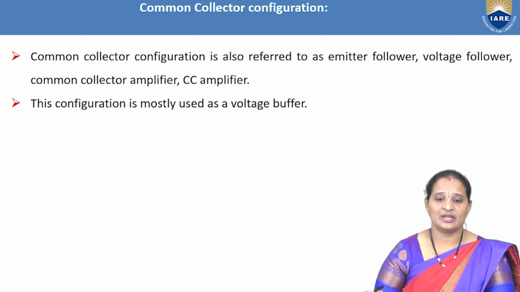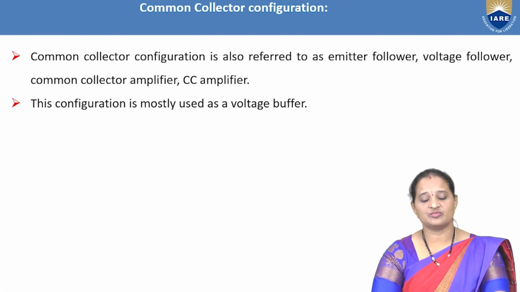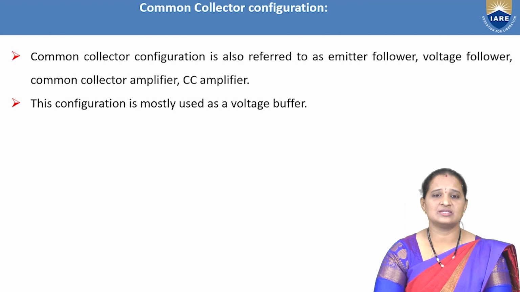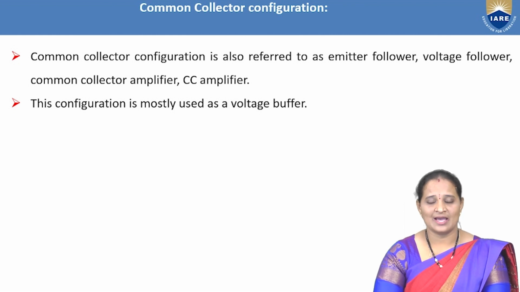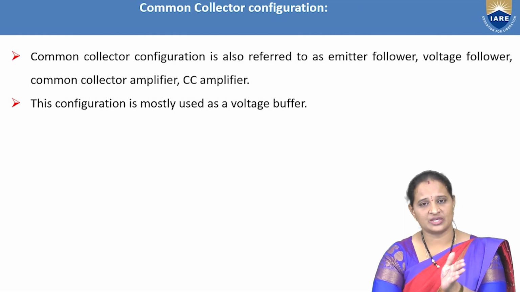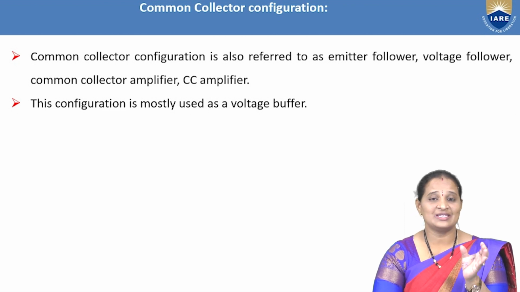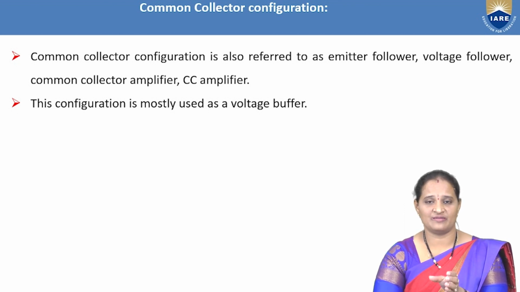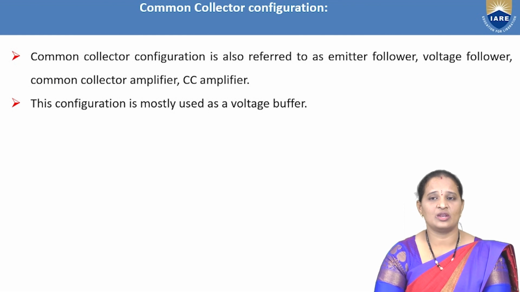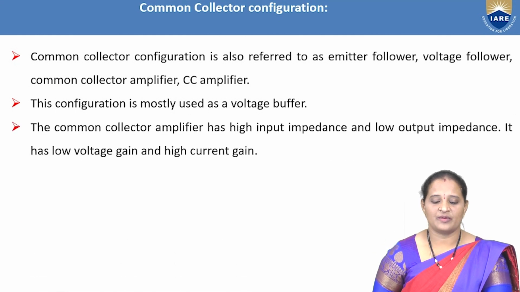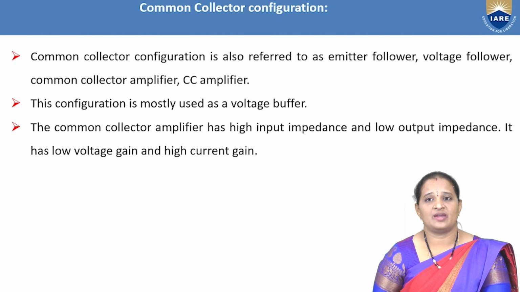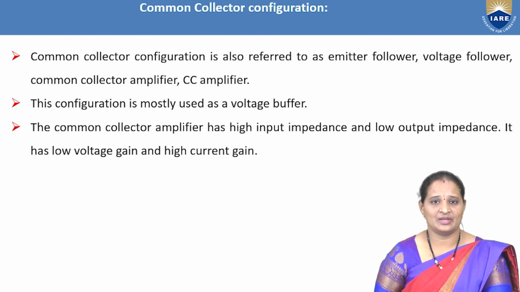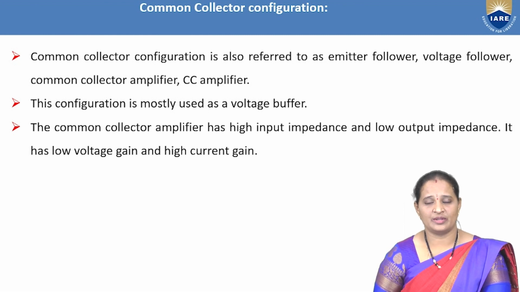And it is also used as a voltage buffer. Buffer means what? It is a temporary storage. As there is no difference between the output voltage and input voltage, here it is just storing the voltage given. So that is why we can also call it a voltage buffer. The common collector amplifier has high input impedance and low output impedance. So these are the characteristics here.